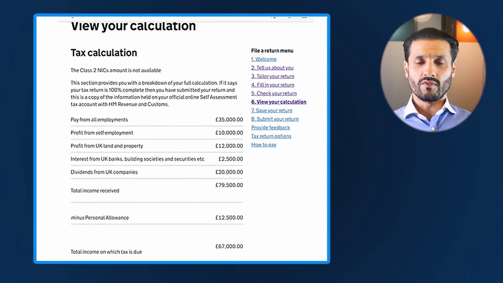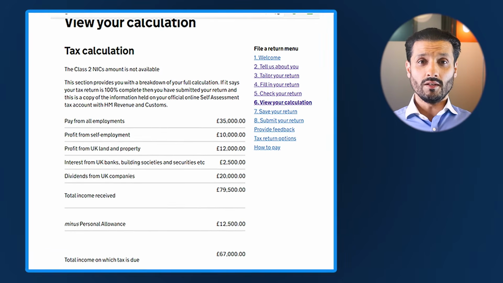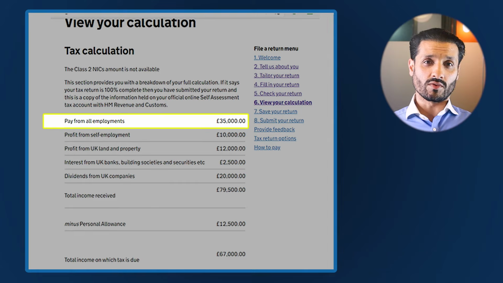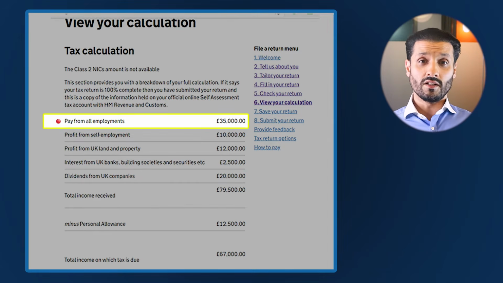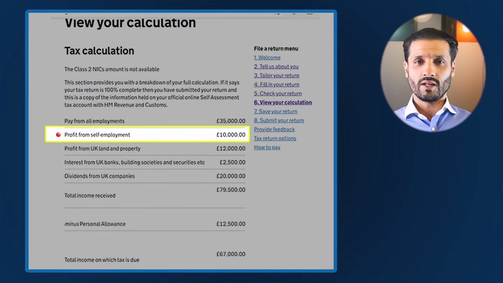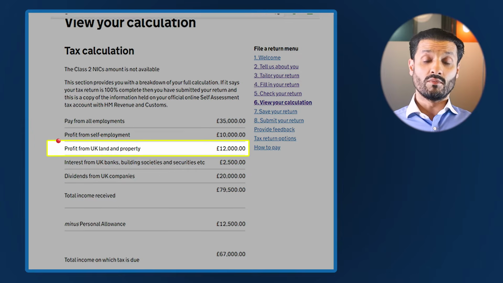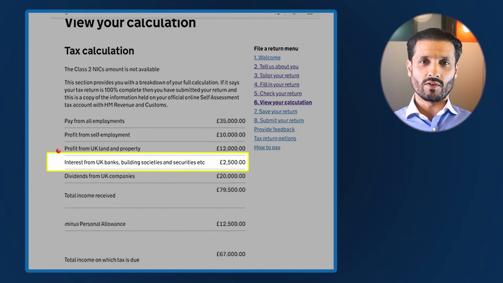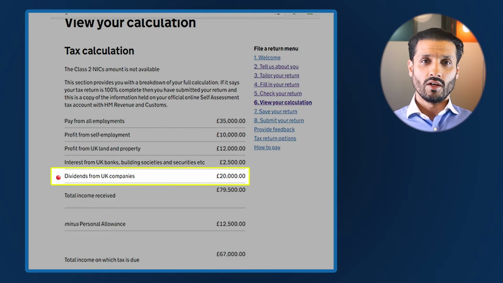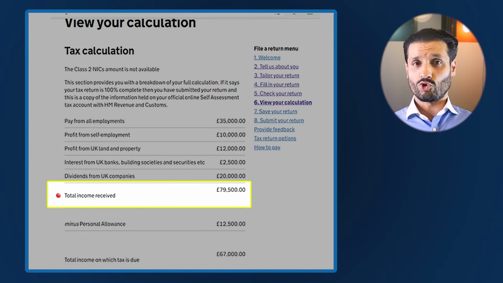The lower slice of his income is his PAYE employment income, that is £35,000, and then comes his self-employed income of £10,000 and then his property rental income of £12,000. Next is his savings income of £2,500 per year, and finally his dividend income of £20,000. All in all, his total gross income is £79,500 for the tax year.